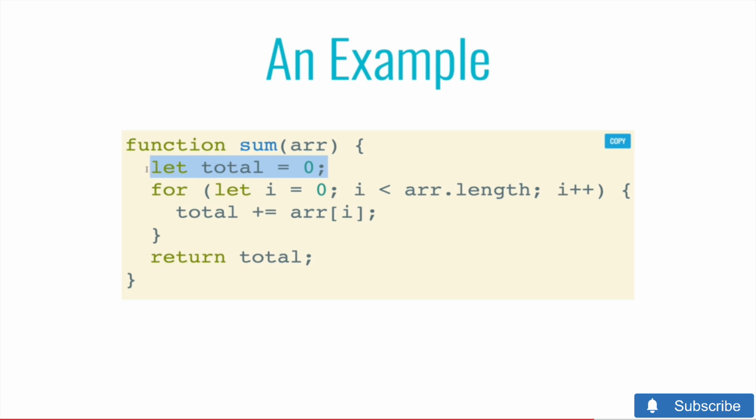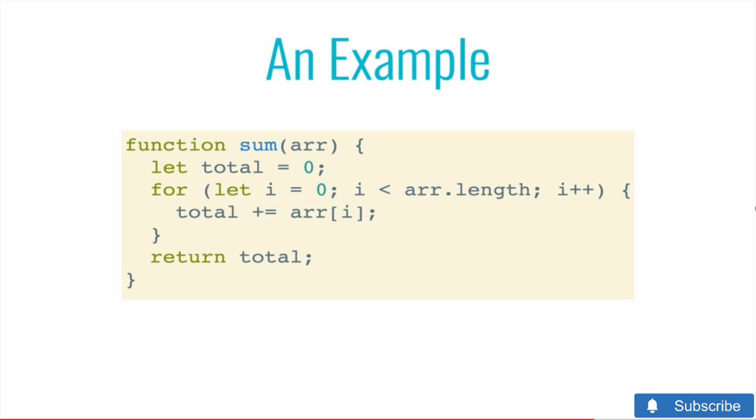So we have a variable, total, that starts at 0. Then we have a loop that goes from 0 to the end of the array, and we're just adding the value of each item in the array to the total variable, and then we return it at the end. So again, space, not time, is what we're concerned about.